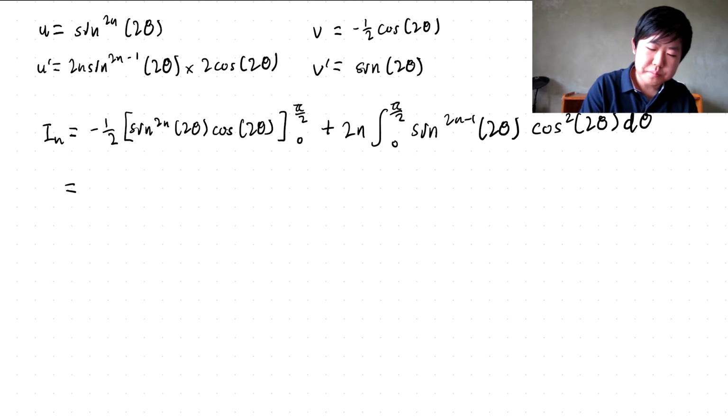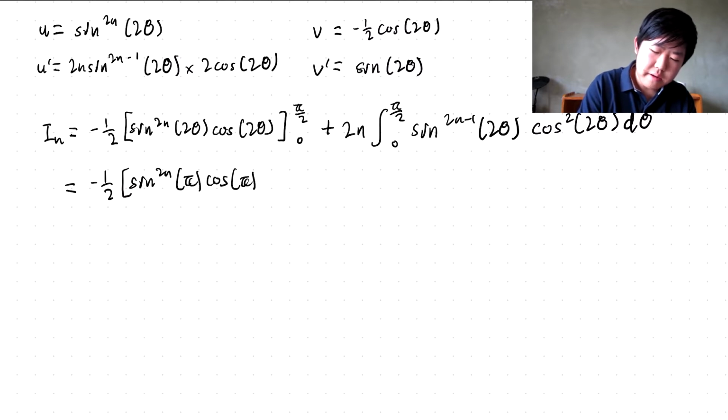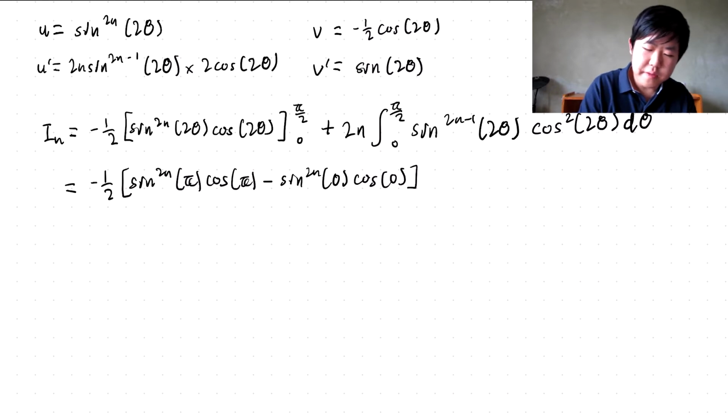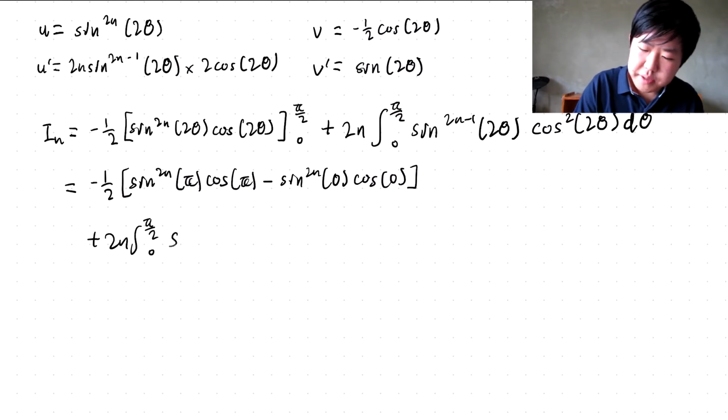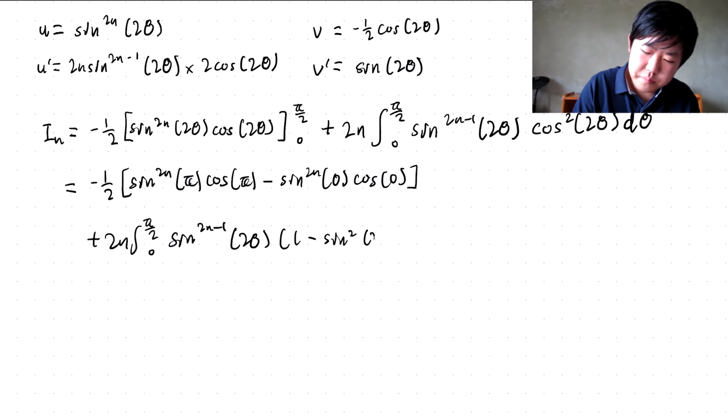And that equals minus half. Then let's substitute the values. 2nπ cos π minus sin^(2n) 0 cos 0. And then plus 2n integral π/2 and 0. And we want to make cos squared 2θ into sin squared 2θ, so 1 minus sin squared 2θ using the identities. So that'll be sin^(2n-1)(2θ), and then 1 minus sin squared 2θ.